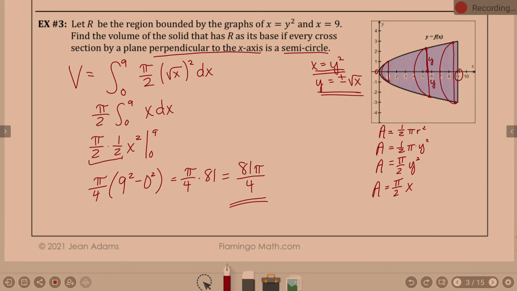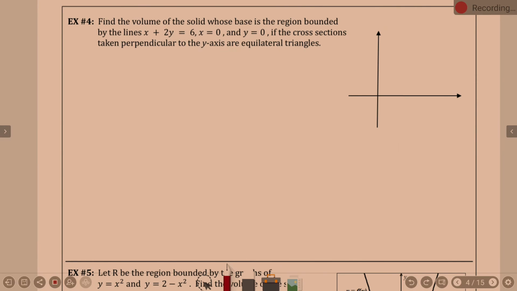Okay. 4. Find the volume of the solid whose base is the region bounded by the lines x plus 2y equals 6, x equals 0, y equals 0, cross sections taken perpendicular to the y-axis are equilateral triangles.